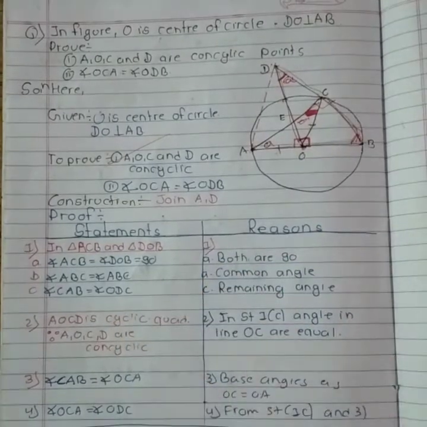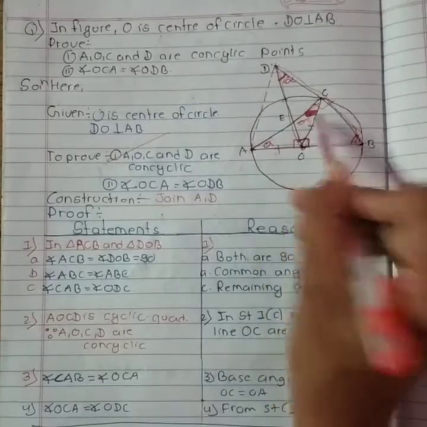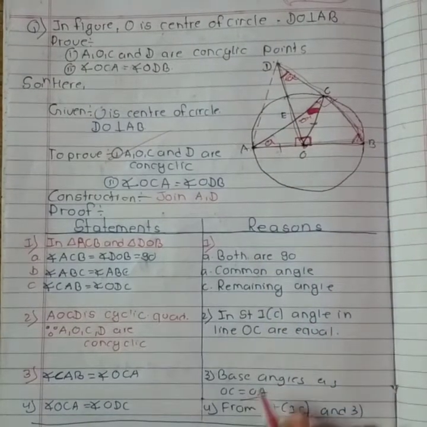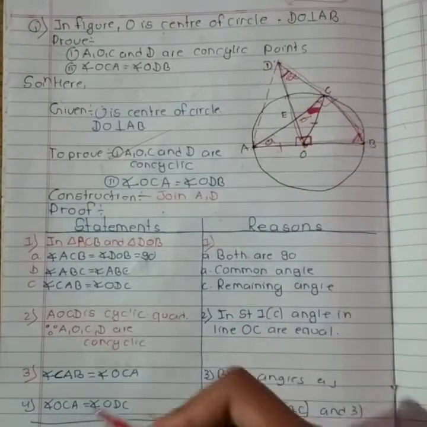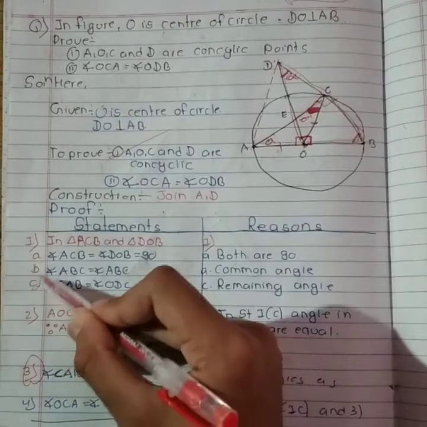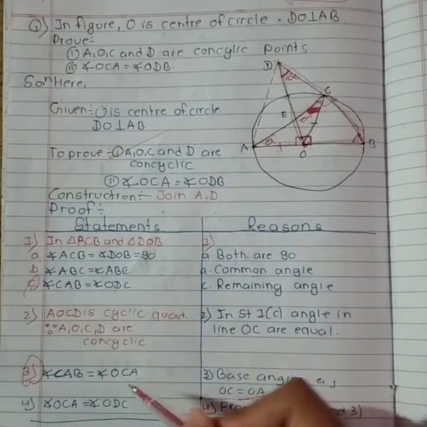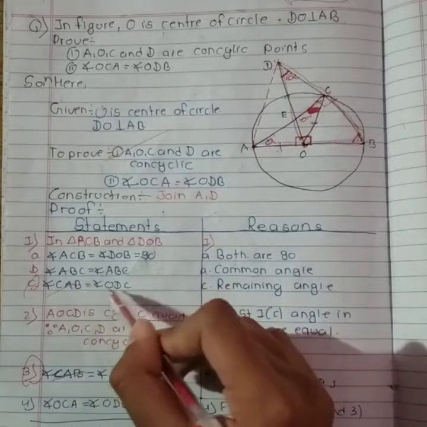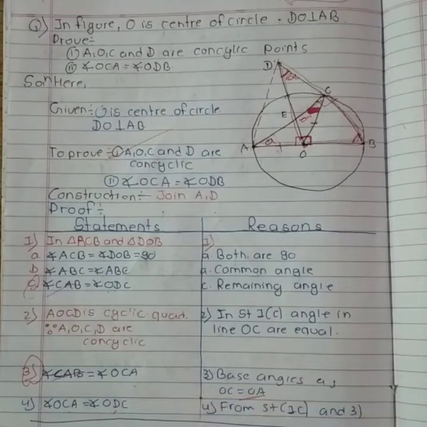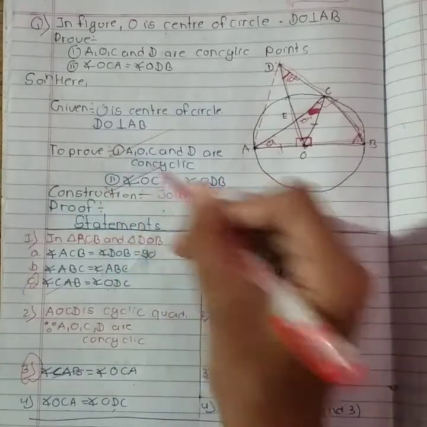Now you see here, angle CAB equals this angle. Why? Because the base angles of an isosceles triangle are equal, since OC equals OA. Now in statement 4 we can directly compare statements 3 and 1. Here CAB equals ODC, and CAB equals OCA. Now we can remove these two and write ODC equals OCA, meaning OCA equals ODC, from statements 1 and 3. So this we had to prove, and this is also proved.